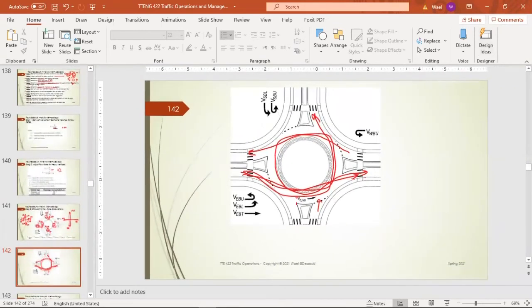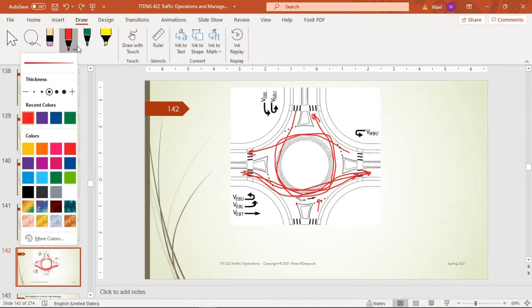I'm sorry about that. And the southbound that is making, hold a second, that is making U-turn. Okay. Let me just adjust this.